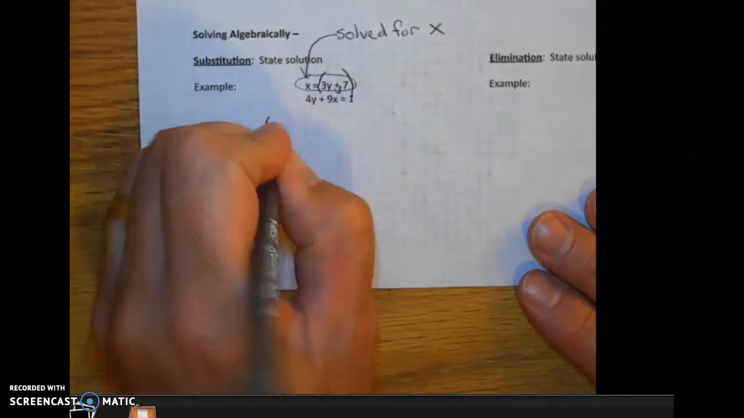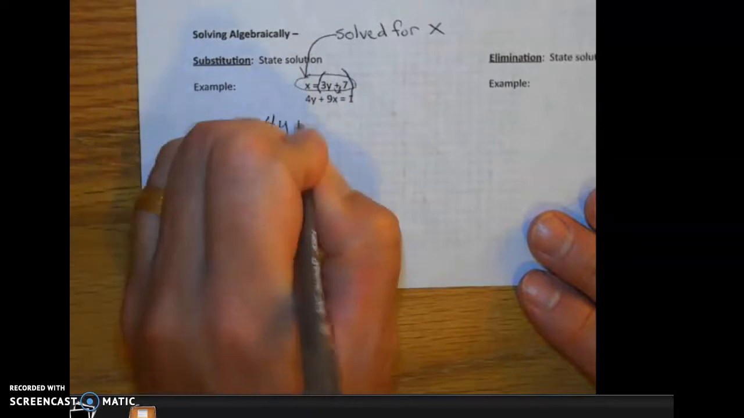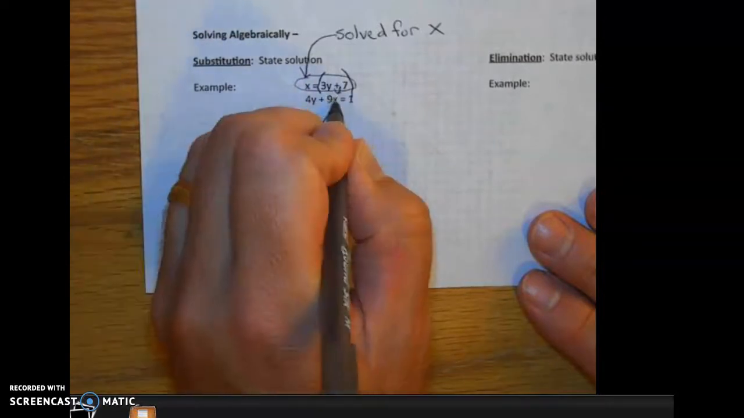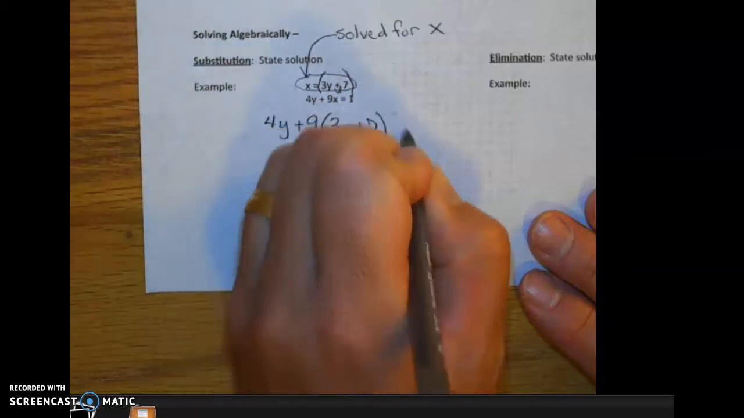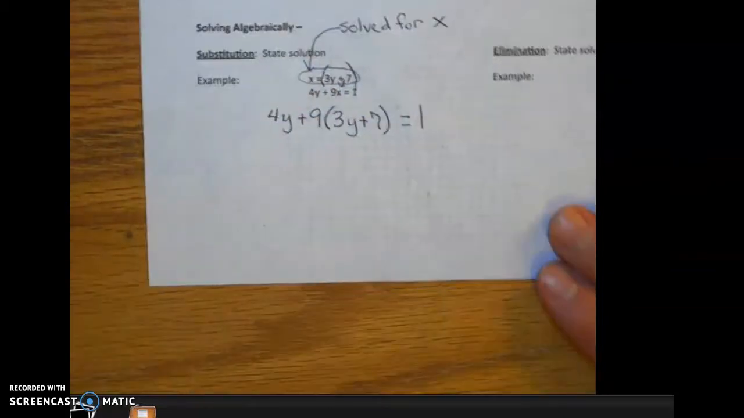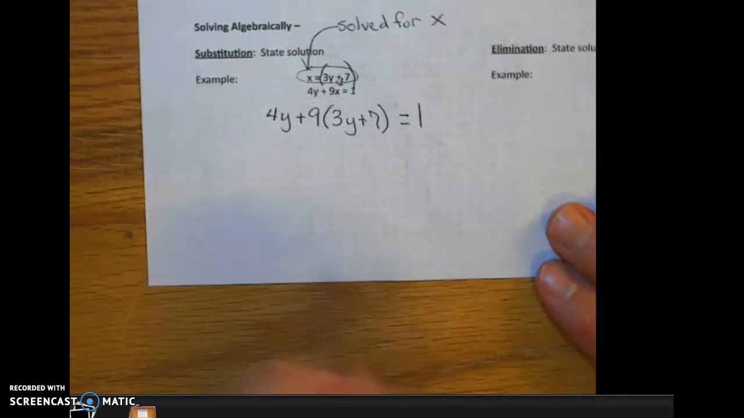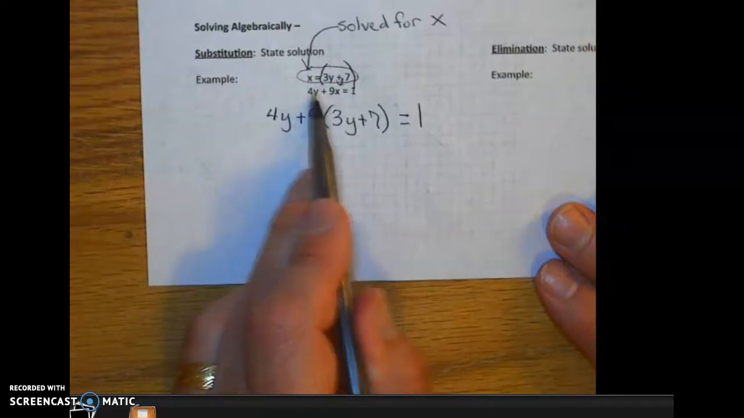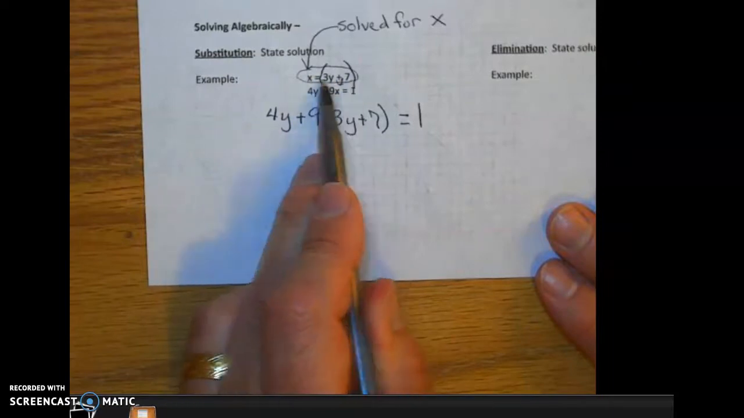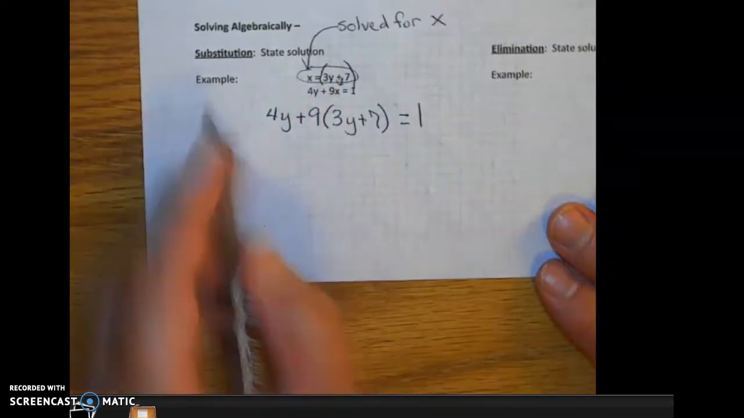All right, so let's do that. We get 4y plus 9 times, replacing x with (3y plus 7), equals 1. Now, if we had solved for y, then we would replace y with that instead. Okay? So now we just need to solve this.